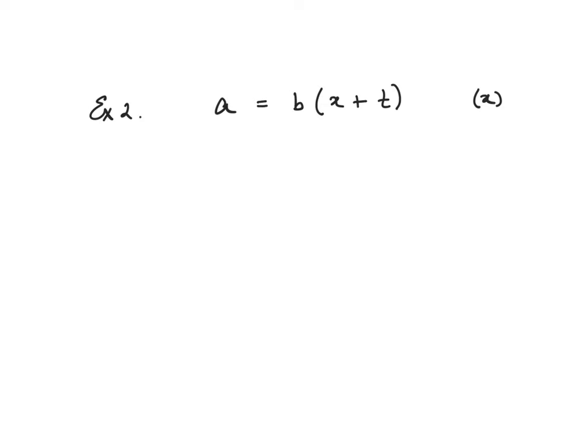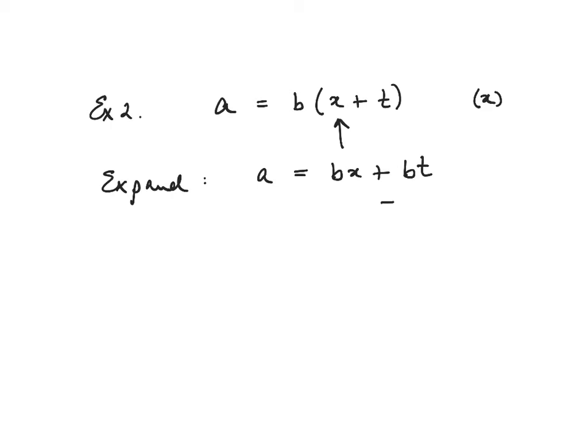What we want to do is to change the subject from A to X. Now you notice, I hope, that X, the desired subject, is inside the bracket. So what we need to do in this example is to expand the bracket. A equals Bx plus Bt, and having done that, we can now employ steps which should be familiar to us.